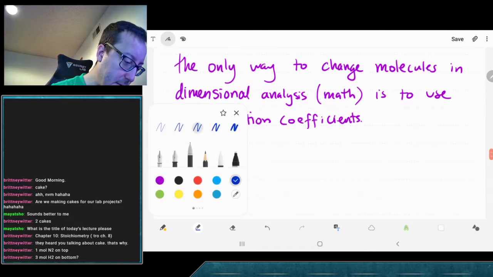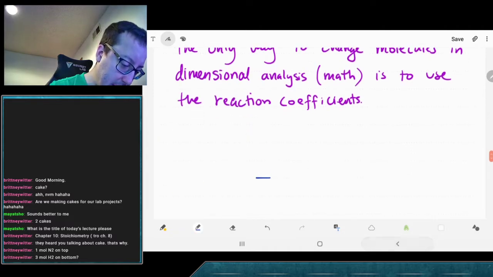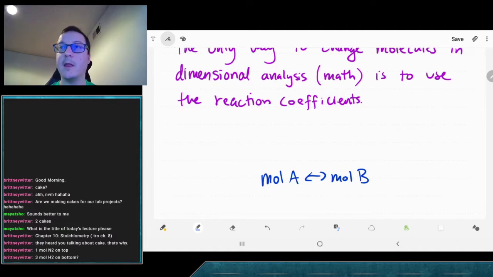So what this means is that we can use chemical reactions as conversion factors between moles of one substance and moles of another substance. So whatever those be, I just put A and B because they can just be placeholders. We did it for moles of hydrogen and moles of nitrogen. We also did it for moles of hydrogen and moles of ammonia. So whatever your A and B happen to be.